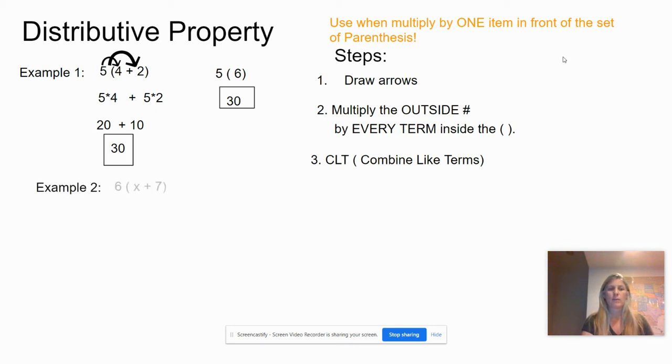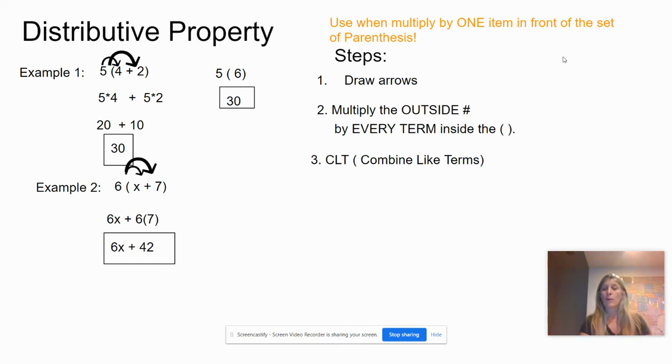So here's a second example, and this example has a variable in it, which is why we have the distributive property and we can't use order of operations all the time, because we can't add x's with 7s. So we have 6 times the quantity x plus 7. We have 6 times x plus 6 times 7. And then we multiply out 6 times 7, and that's 42. 6x is already as is. We have nothing to combine like terms with because we can't add anything with an x to a plain constant. So our answer is 6x plus 42.